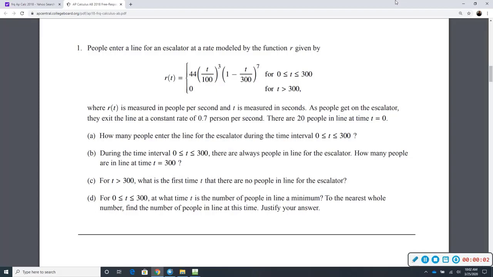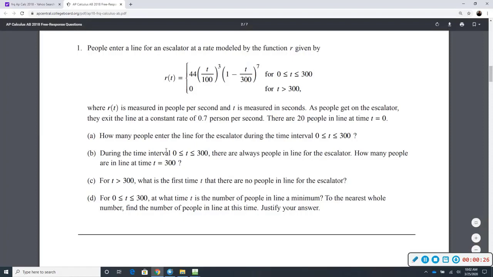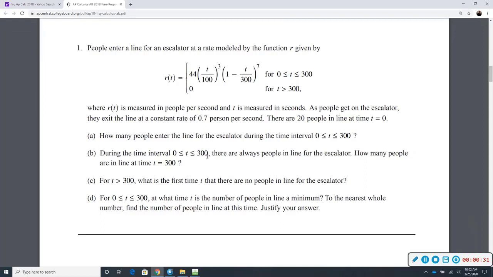Hello, welcome back to the continuation of the solution for problem number 1, AP Calculus Free Response Section 2018. Last time we solved subpoint A, and today I will try to solve subpoint B. So let's review. During the time interval t between 0 and 300 seconds, there are always people in line for the escalator. How many people are in line at time t equals 300?